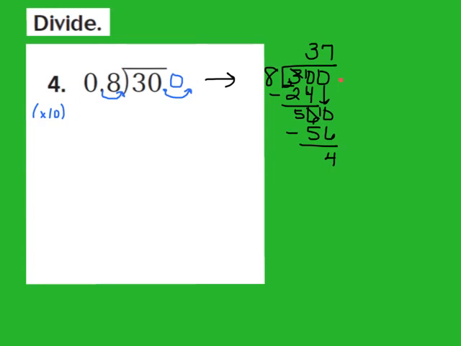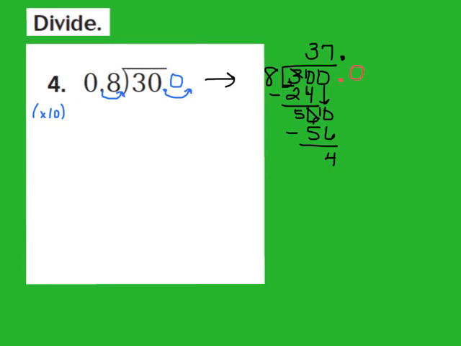So we're going to go ahead and bring that decimal point right up here behind my 37. And we need to once again make sure that our decimal points stay lined up from the dividend to the quotient. Now, once we've added that decimal point to the quotient, our next step is this. We can go ahead and add zeros so that we can now complete the division.